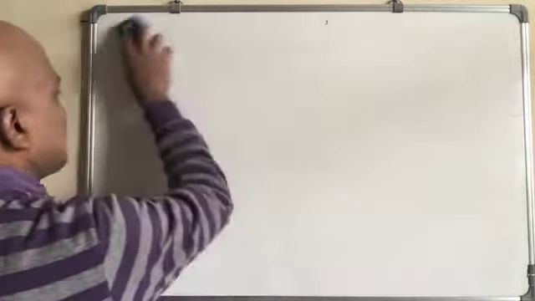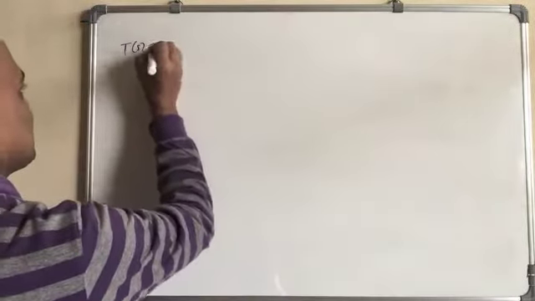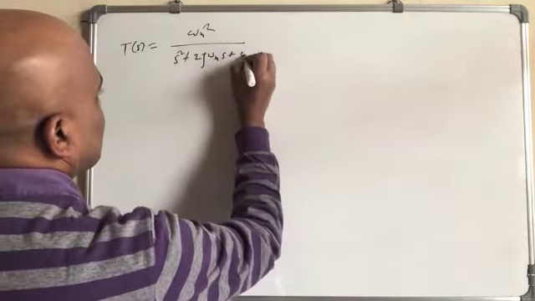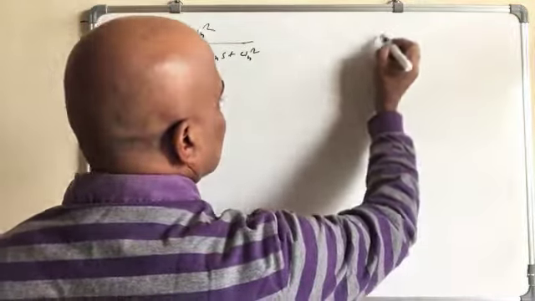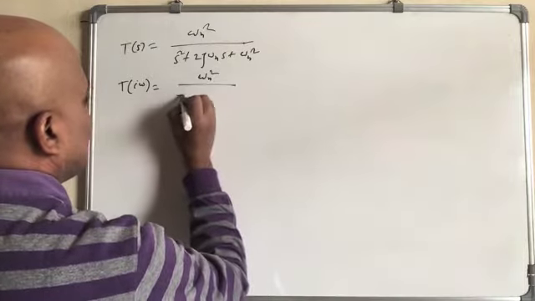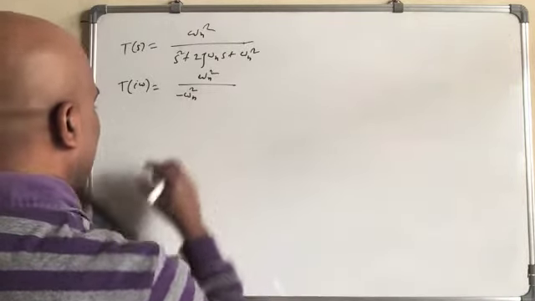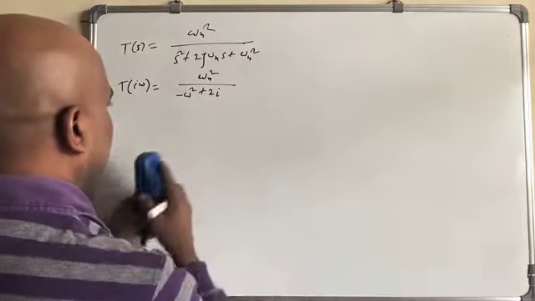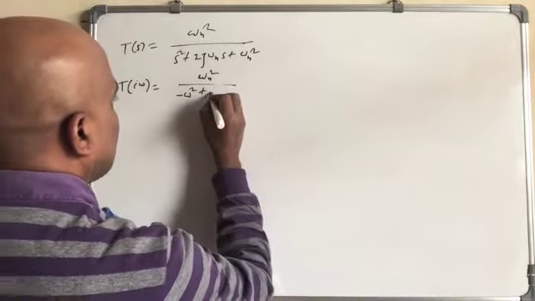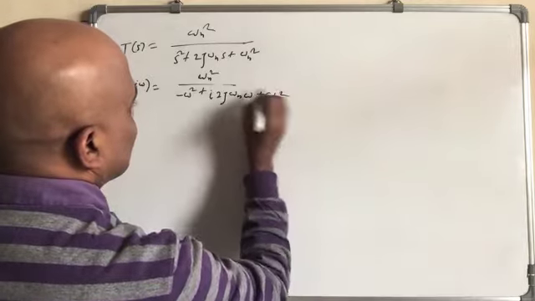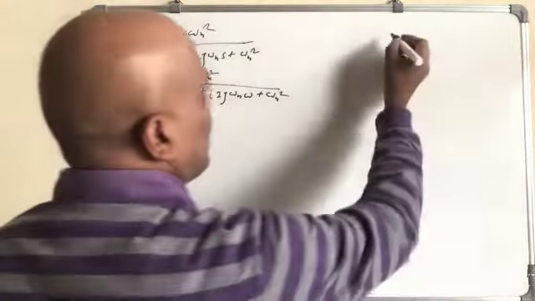a proper transfer function for a second order system, where T(s) was omega n square over s square plus 2 zeta omega n s plus omega n square, and T(i omega) will be given by omega n square over minus omega square plus 2 i zeta omega n omega plus omega n square, right? And the plot looks something like this.